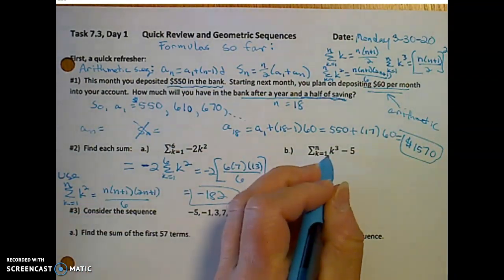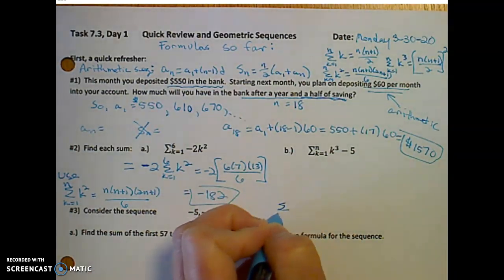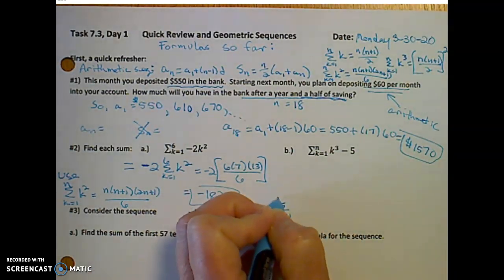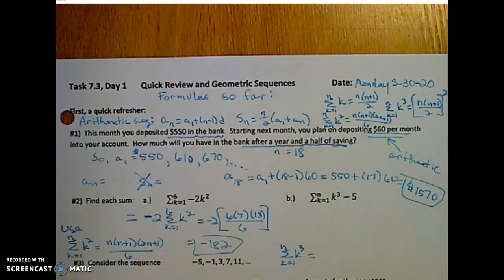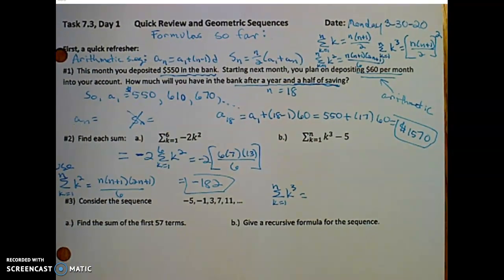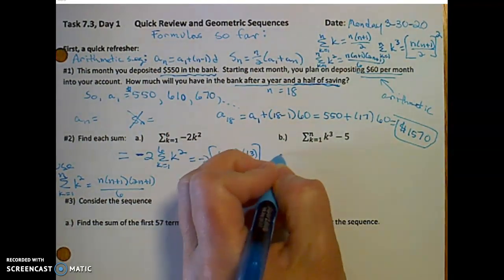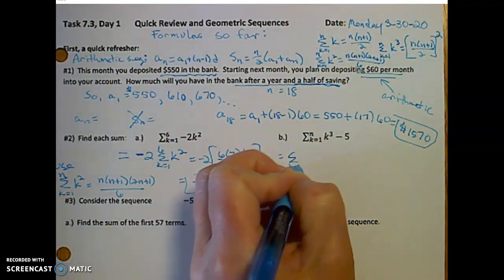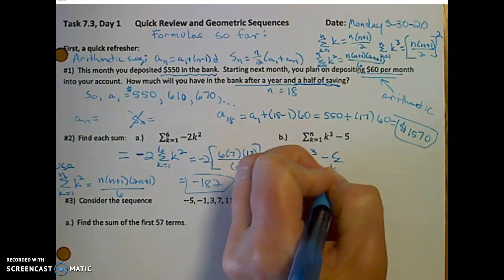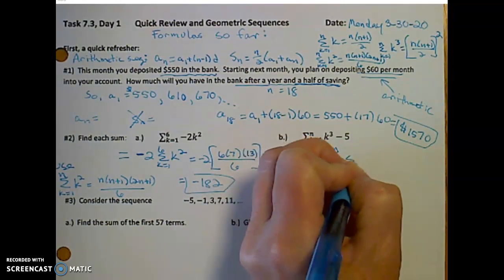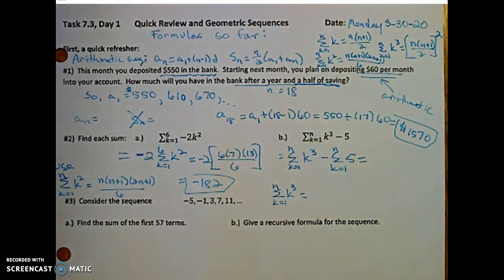What was this formula? The sum of the first n cubes. And I added that to my formula list up above. Pause if you need to and find that sum. Remember, we can separate this into the sum from k equals 1 to n of k cubed minus the sum from k equals 1 to n of 5. I'll pause for a minute.